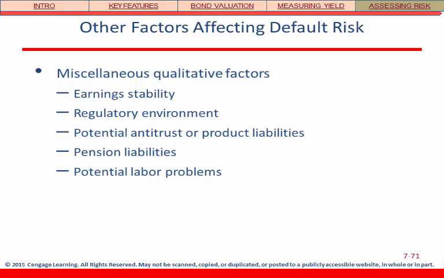This happens a lot with muni bonds too. You got a lot of cities that are dealing with pension issues right now. Chicago has a lot of pension issues that they need to get cleared up. So pension liabilities can be important. Potential labor problems will always be an issue. Is this company working well with its unions, or is it going into a lot of combative situations with the unions for that particular industry?